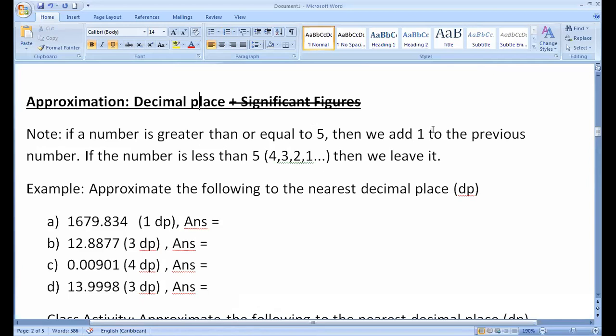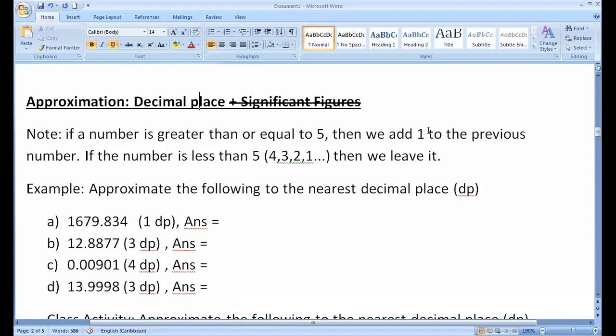All right. Now, how do we round off numbers? So listen carefully. If a number is greater than or equal to 5, then we add 1 to the previous number. If the number is less than 5, like for example 4321, then we leave it. Now I'm going to explain what this means. Let me say it again. If a number is greater than or equal to 5, then we add 1 to the previous number. If the number is less than 5, then we leave it. So what does all of that mean?